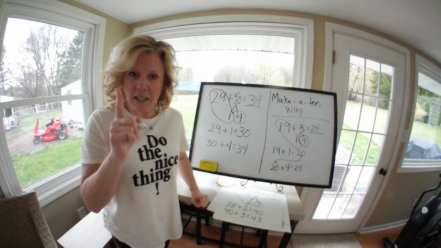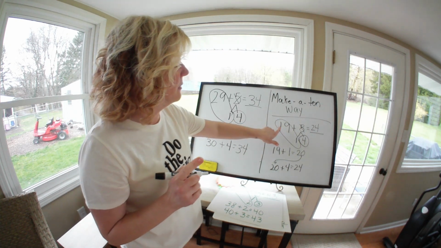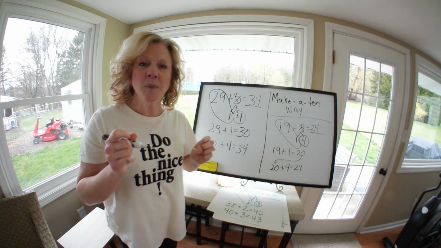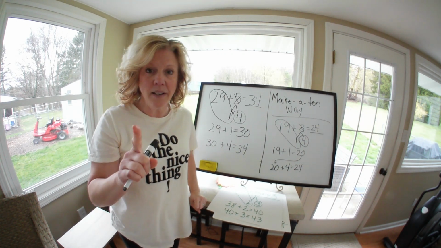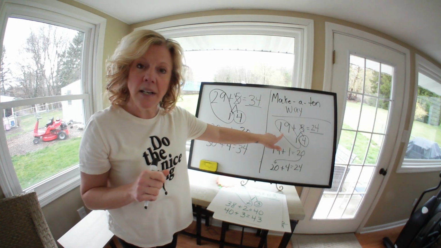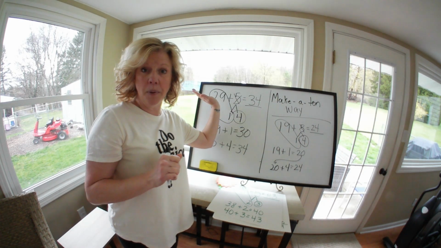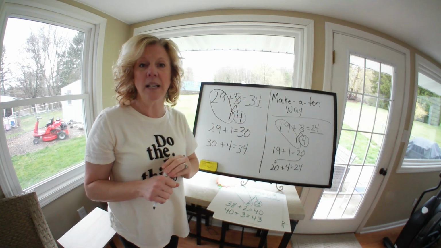So let's think about what happened. I went from 19 plus 5 to 29 plus 5. The only difference between those two problems is 10. I went from having 1 10 here to 2 10s here. So if I brought this up by a 10, guess what? My answer's got to be up by a 10.